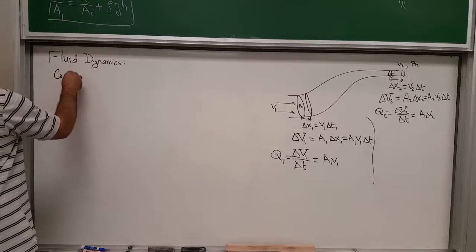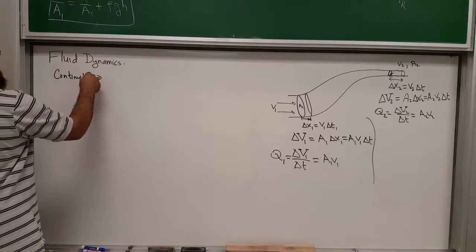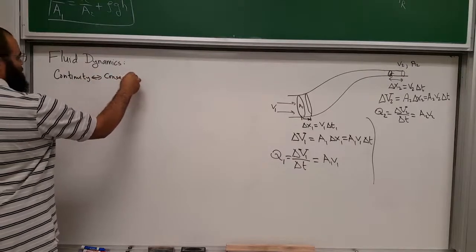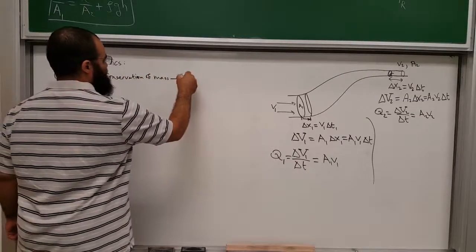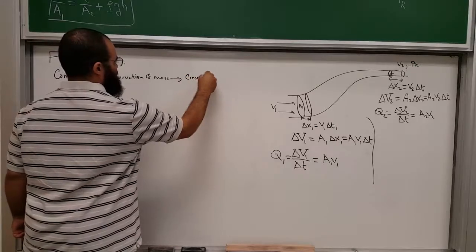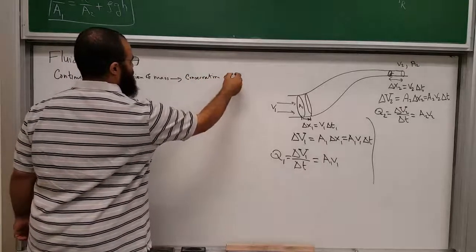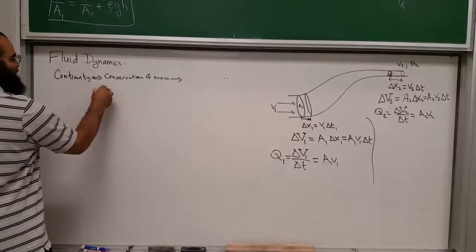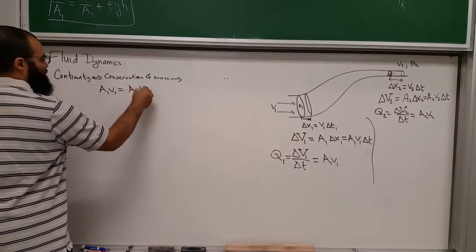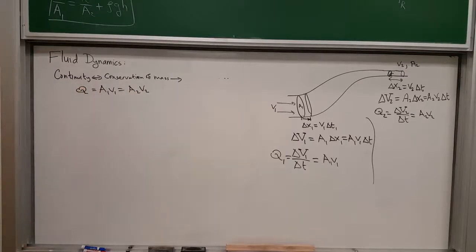Continuity. It comes from conservation of mass. And if the fluid is incompressible, you will get conservation of flow rate, volume per unit of time. Let me just say what it implies is A1 V1 equals A2 V2, and that quantity is called Q. All right, that's what we need. Now, this quantity Q is the volume flow rate, and we will need it in a moment when we derive Bernoulli's principle.